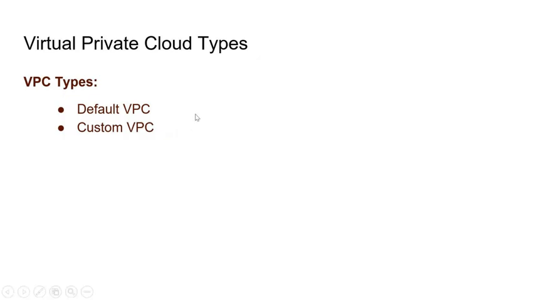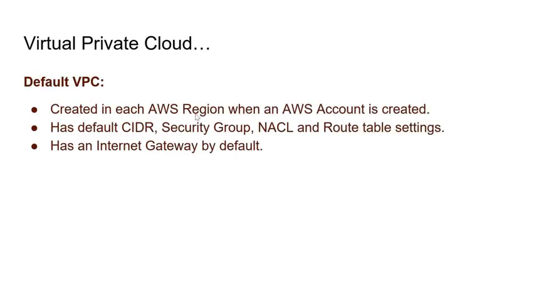So first of all, let's understand what a default VPC is and how it looks. A default VPC is created in each AWS region when an AWS account is created. That means whenever your AWS account is created, for the Mumbai region a default VPC is created. For the Sydney region, for the Singapore region, for the Japan region, you take any region, you name it. For every region, the AWS cloud will create a default VPC.